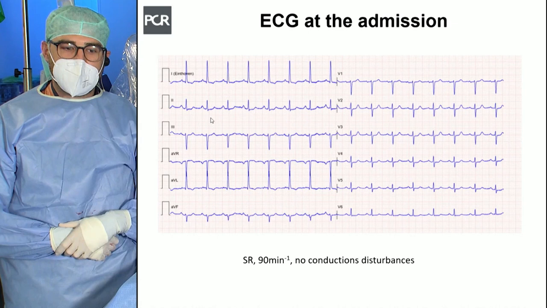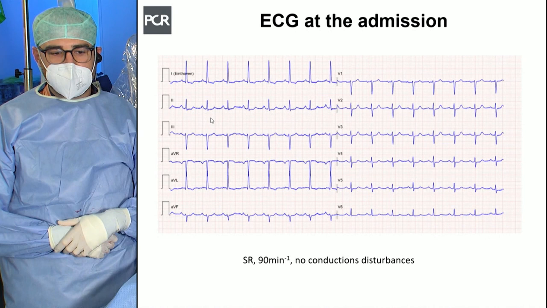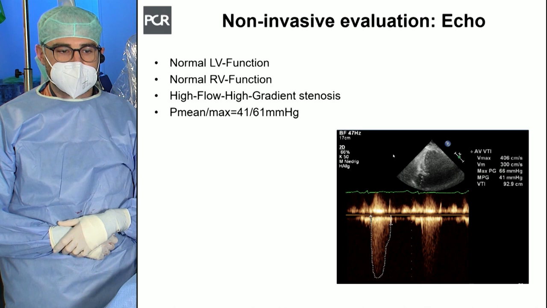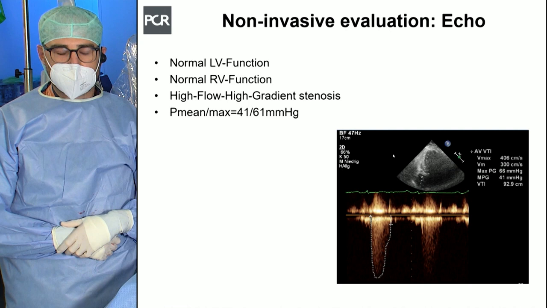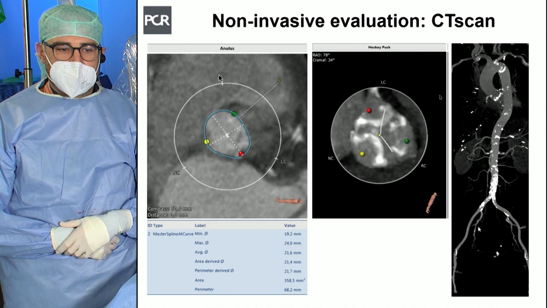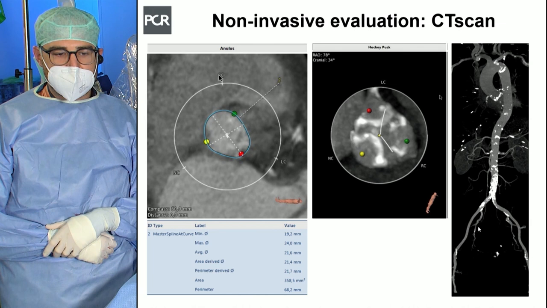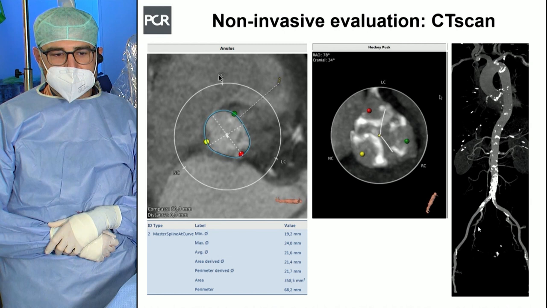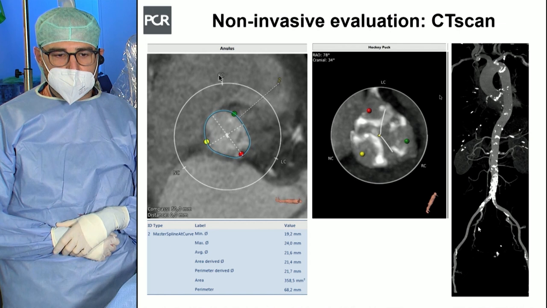I would like to highlight the ECG from the admission. She has a sinus rhythm with a heart rate of 90 without any conduction disturbances. The echo showed a normal LV and RV function. She has a high flow, high gradient aortic stenosis with a P mean of 40 and a P max of 60 millimeters of mercury. The non-invasive evaluation with the CT scan showed us an annulus size of 21.8. She has a regular calcified aortic valve. The aorta showed a straightforward aorta without any severe kinking.